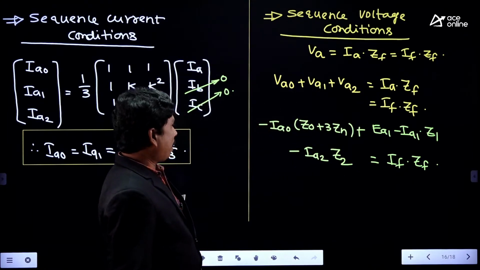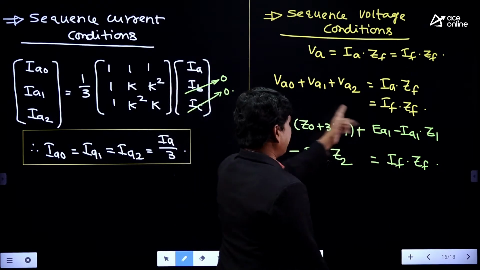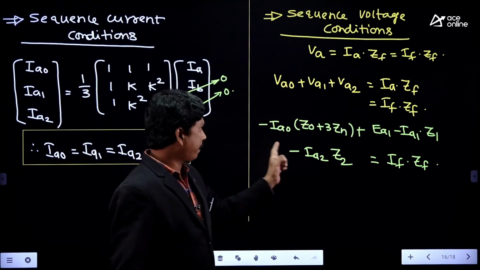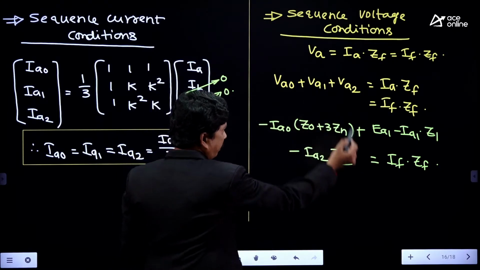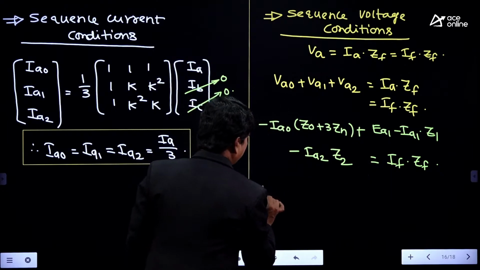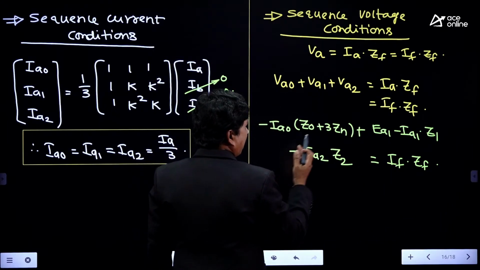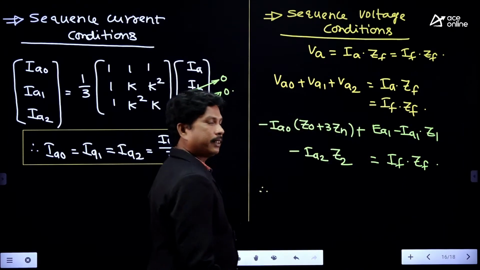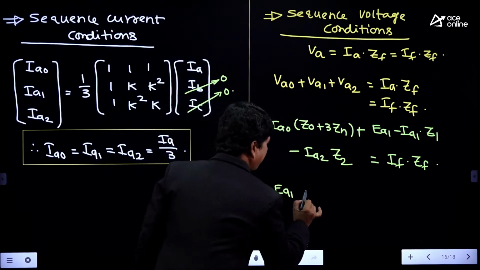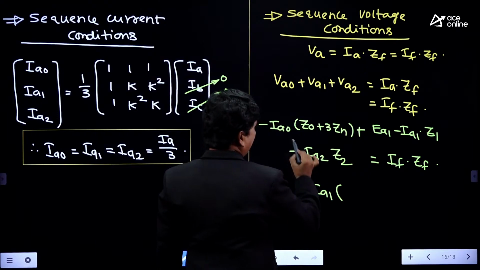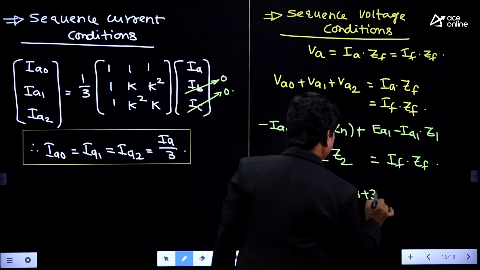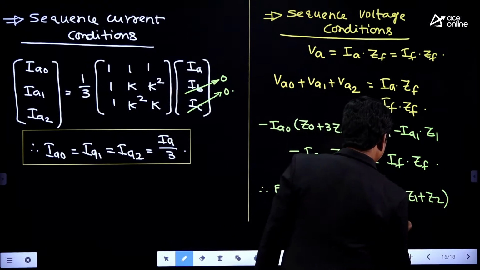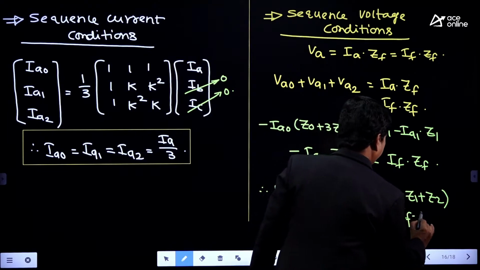Clear everybody? Now in this equation we know IA0, IA1, IA2 all are the same. Therefore, you can substitute those values there. You can take IA1 outside and send all IA1 terms to the current side, and I can send only EA1 to this side. Now, EA1 is equivalent to, if you take IA1 outside, Z0 plus 3Zn plus Z1 plus Z2 plus IF into ZF.